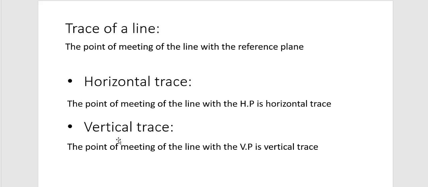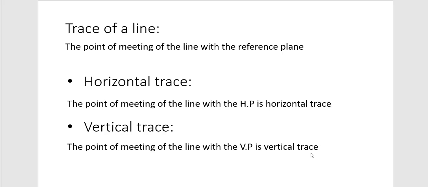Let's go back to the definition. The point of meeting of a line with the horizontal plane is known as the horizontal trace. You can mark the horizontal trace as HT and the vertical trace as VT. Okay, so that is basically the difference between the horizontal trace and the vertical trace. You have to remember this.